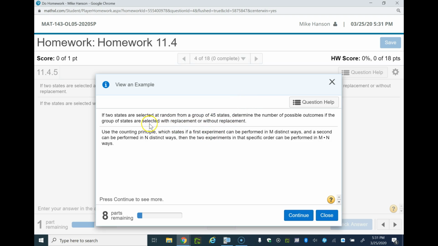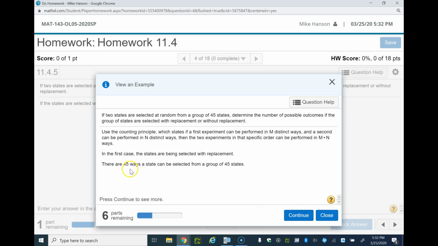So for this one, we're going to be using the counting principle, but here we have two answers that we need: with replacement and without replacement. All that means is once I select something, I get to replace it and put it back into the pool or the stash that I'm pulling it from. If it says without replacement, that means when I pull it and try again, the one I pulled stays out. So for this particular one, we're going to do the replacement first.